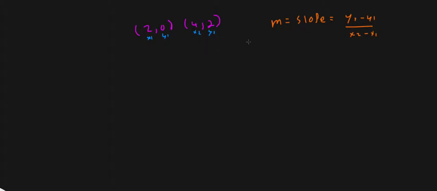Alright, so now we can go ahead and plug it in. We have y2 minus y1, so 2 minus 0, over x2 minus x1, so 4 minus 2. So 2 minus 0 is 2, over 4 minus 2, which is also 2. So that's 1. So the slope of this line is 1.